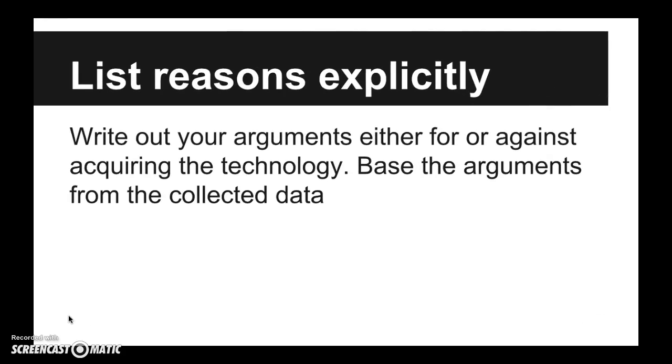This is where we are going to list our reasons explicitly. Write out the pro and con table. I used to do this all the time when trying to make a decision between two good things. If you have two good options, I can guarantee you that they're going to offer different pros and different cons from each other. So write them out and compare. Base these arguments on the collected data that you have obtained.